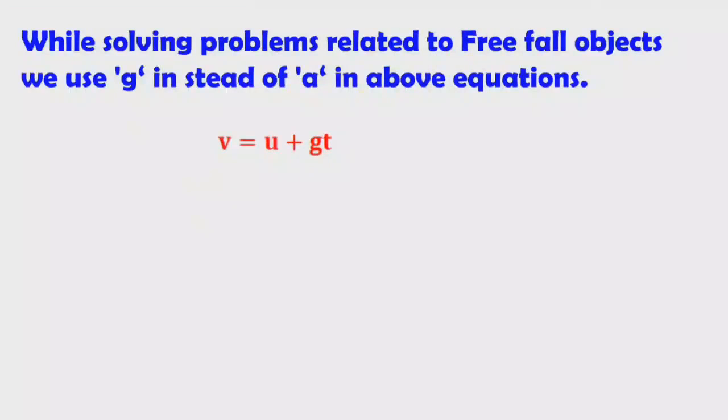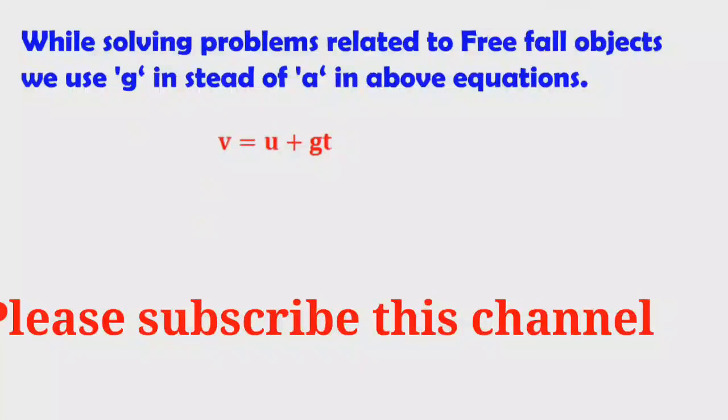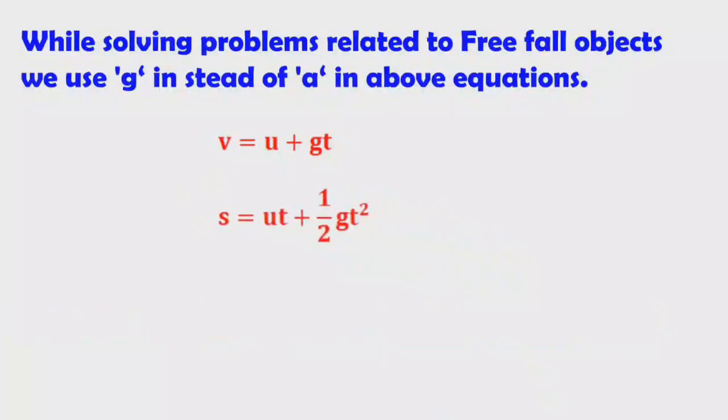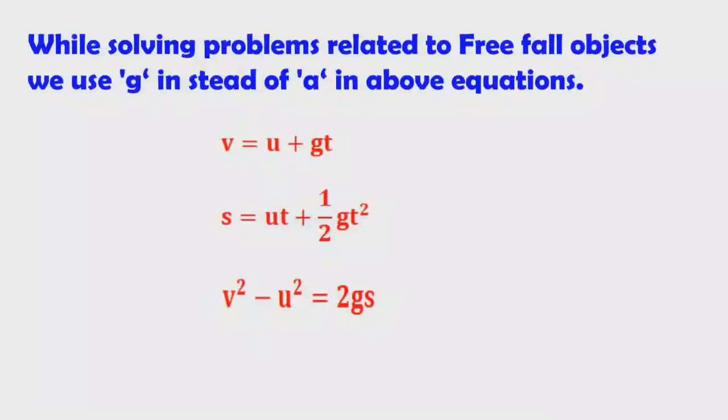By substituting, we get v is equal to u plus gt. S is equal to ut plus half gt square. V square minus u square is equal to 2gs. These are the equations for freely falling objects.